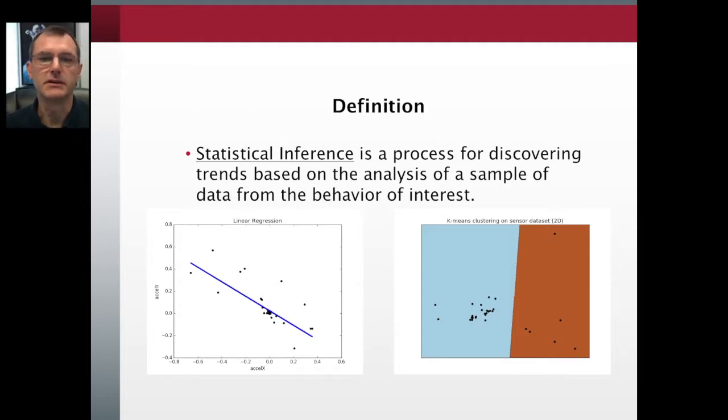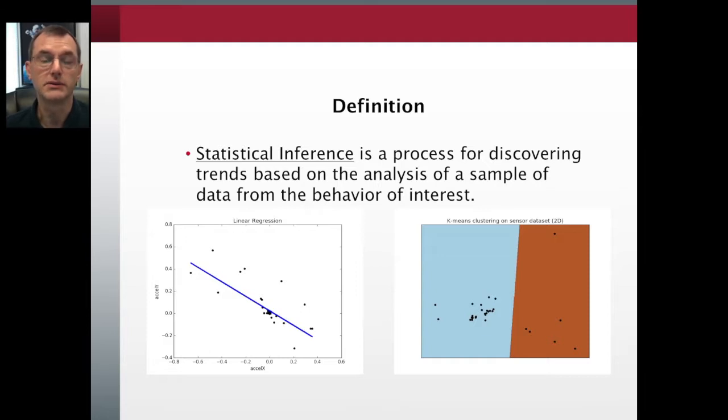Our definition of statistical inference for this course will be a process for discovering trends based on the analysis of a sample of data taken from a behavior of interest. We've seen in another course where we have collected sensor data from users, and so we may want to, for example, look for a linear relationship between the different sensor values, in this case between two different acceleration dimensions. Or we may want to cluster the data to see if there are some strong categories that the data falls into. So these are examples of statistical inference.